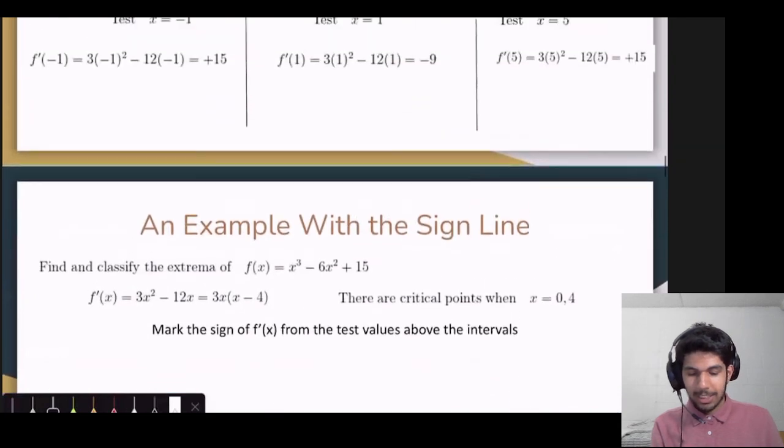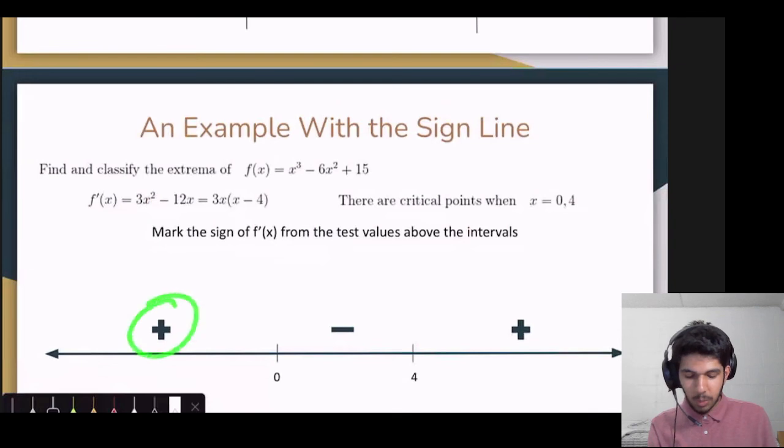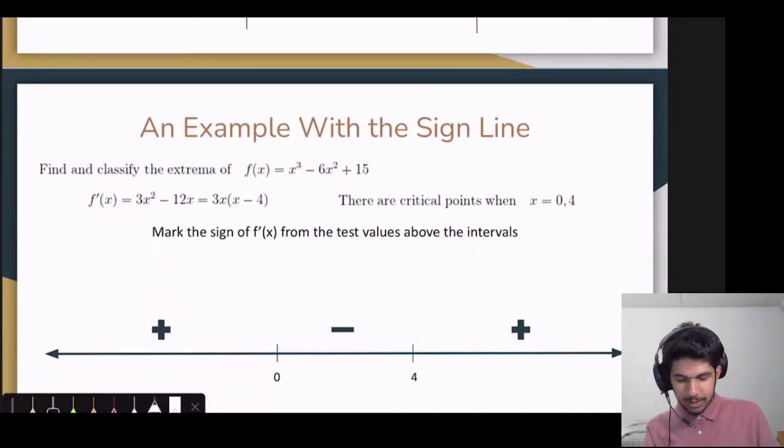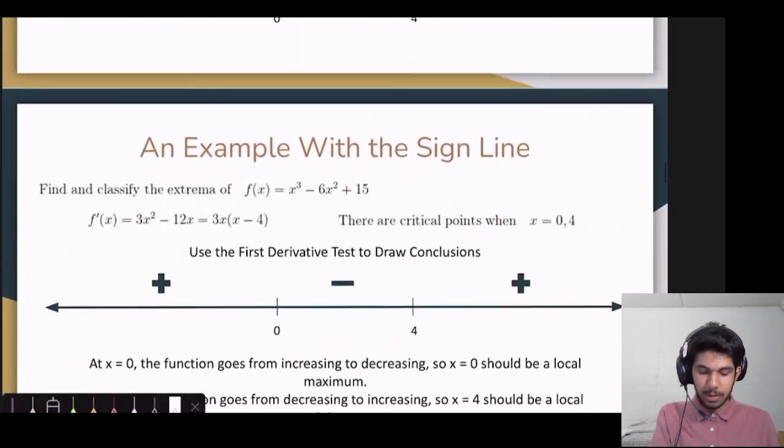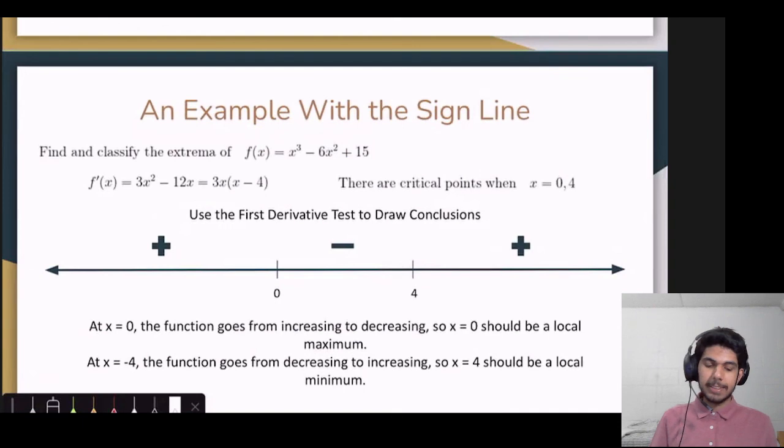Great. So now we're taking this positive 15, -9, positive 15, and we mark it with the signs, right? This was positive 15, this was -9, this was positive 15, but we only care about the sign of f prime. So we just mark the signs. Now we use the first derivative test to draw conclusions. Remember, the maxima and minima can only occur at critical points or at the endpoints of an interval. Since it's an infinite domain, we don't have to worry about endpoints. We just have to worry about the critical points.